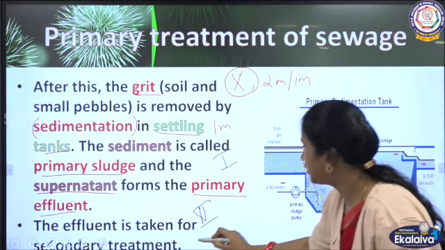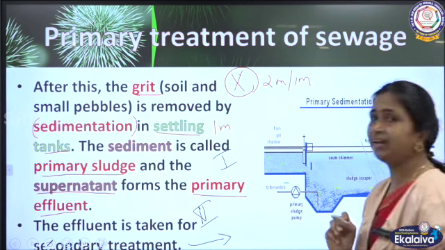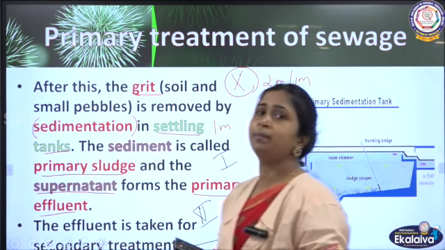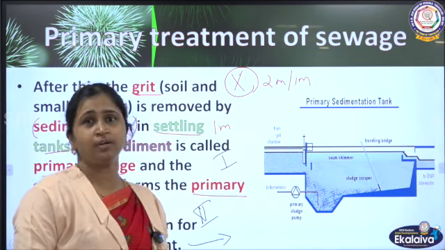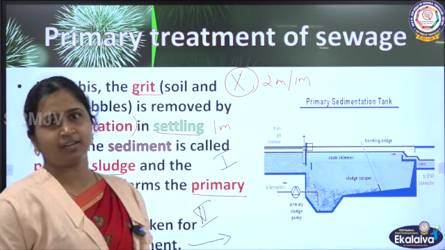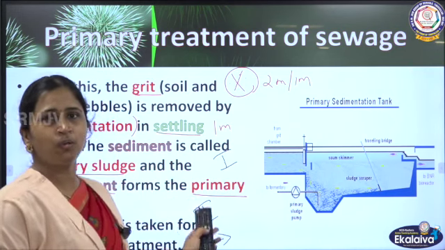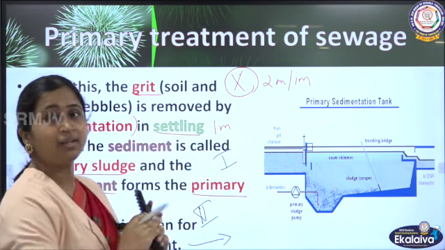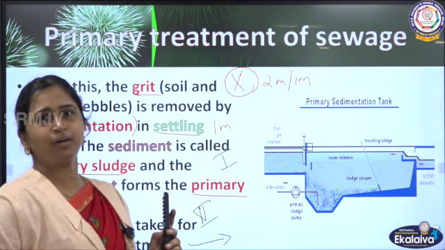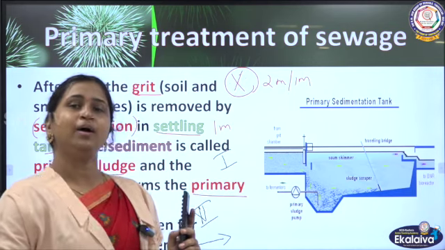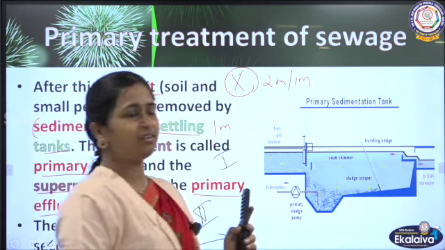Next, the effluent is taken to the next step, secondary treatment. Another familiar 1 mark question: which treatment is called biological treatment, primary or secondary? In this primary treatment, are we using any microbes? No, mostly it won't be there. In the next treatment we are going to use microbes, and that you call biological treatment or secondary treatment.